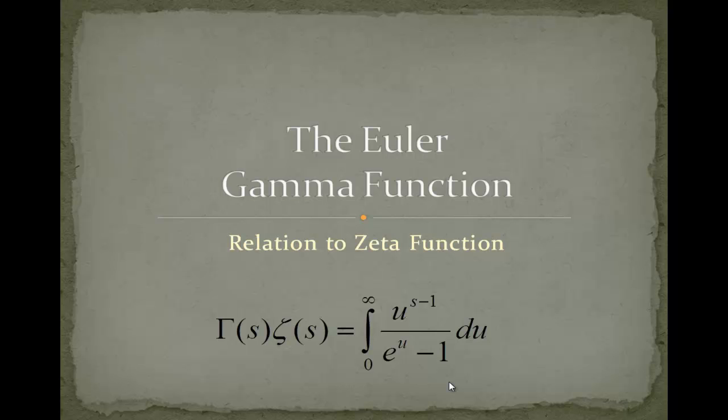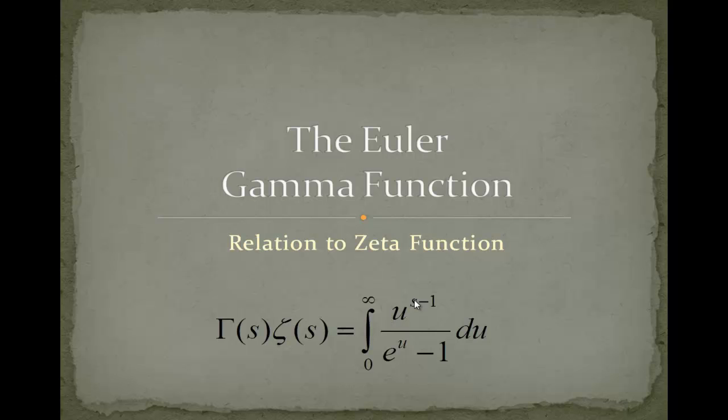In this special video we will derive the relationship to the zeta function, which you can see below. The gamma function multiplied with the zeta function is equal to this cool integral from 0 to infinity of u to the s minus 1 over e to the u minus 1. This is looking pretty strange, but some parts are reminding us of the gamma function, so we might smell some relationship to the gamma function.